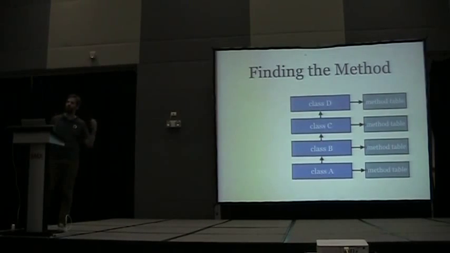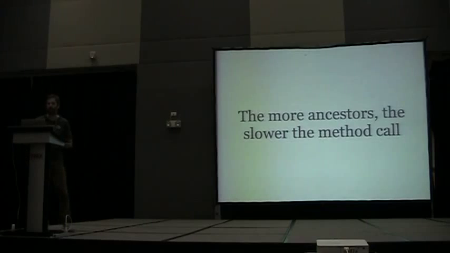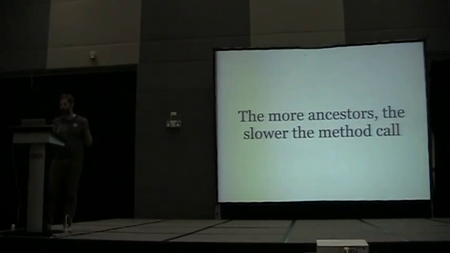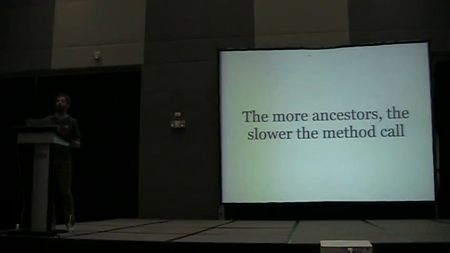So if you think about this operation, we can say that method lookup is an O(N) operation, or a linear operation, where N is the number of ancestors a particular class has. What this means is that the more ancestors some particular class has, the slower a method is going to take. It'll take a bit longer to actually find that method because it has to go up more and more.